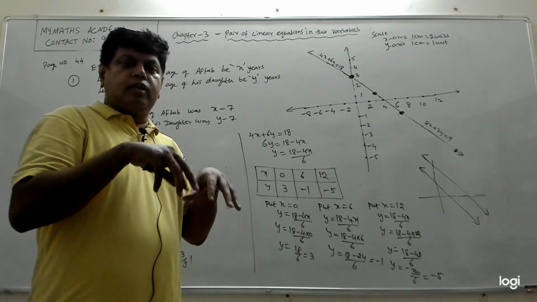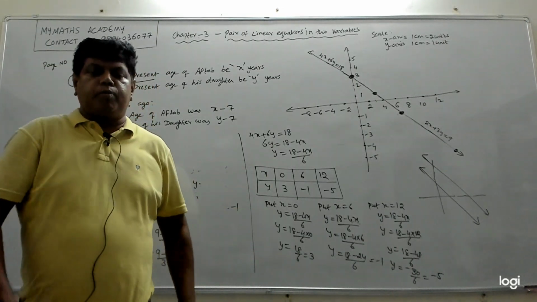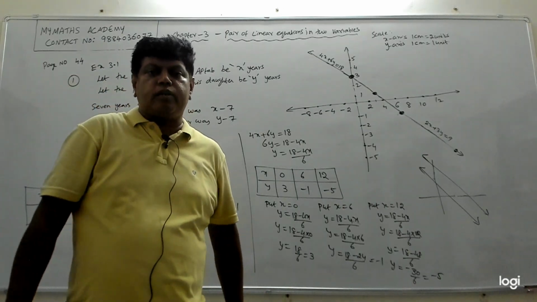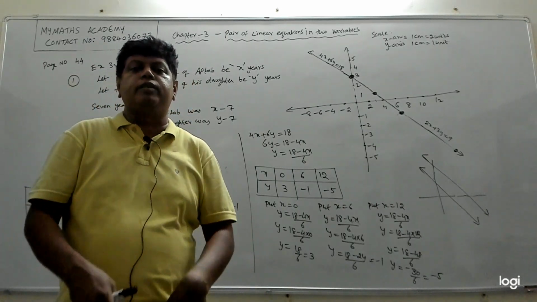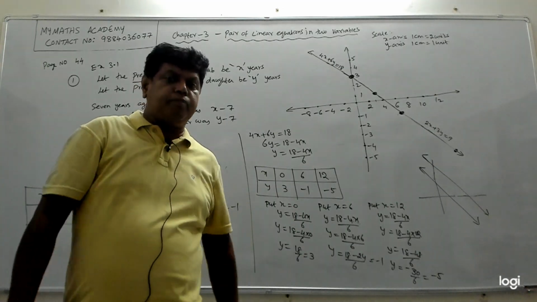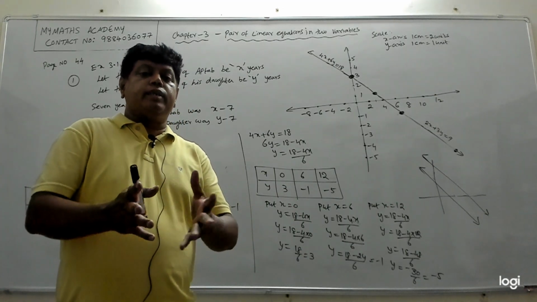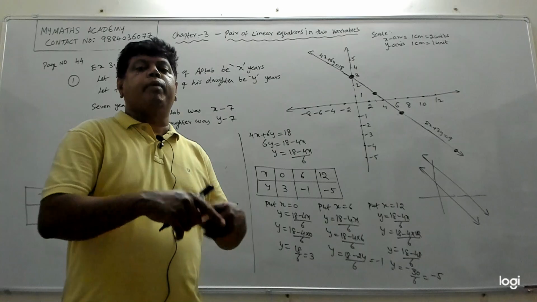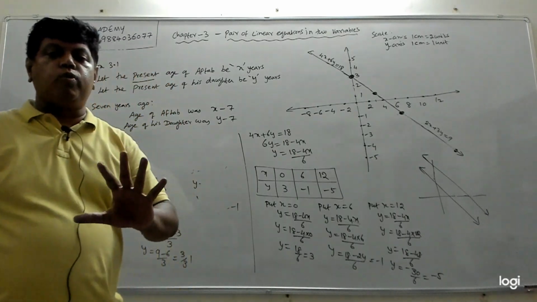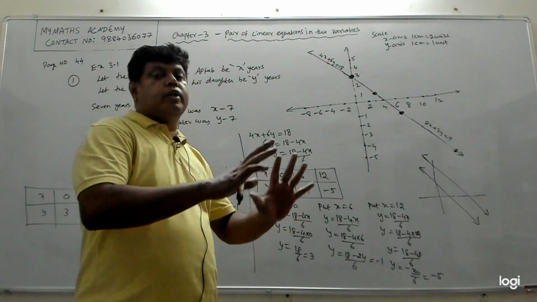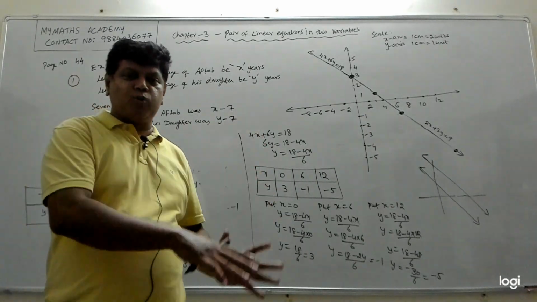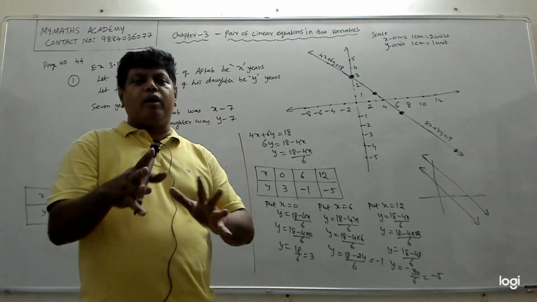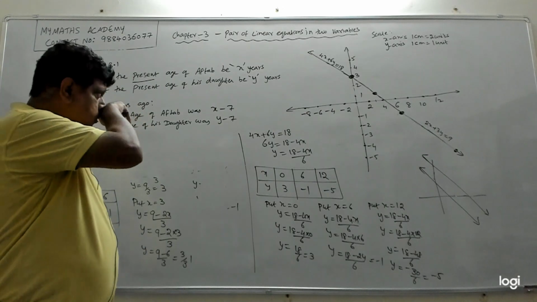See, suppose your present age, you guys are studying in 10th standard, suppose your present age is 15. What was your age 7 years ago? 15 minus 7. That is, you were 8 years old. 7 years back you were 8 years old. Right? Now you are 15. Right?